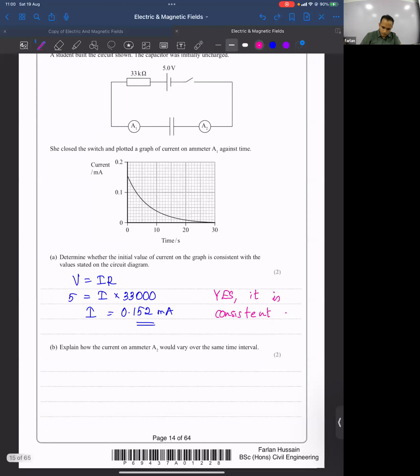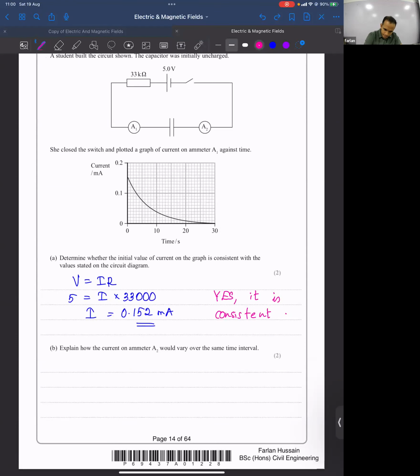You can write: it will be the same as ammeter A1 since both ammeters are connected in series.